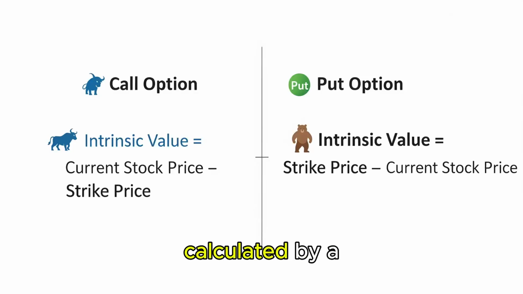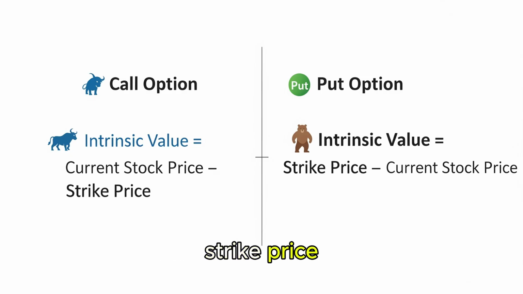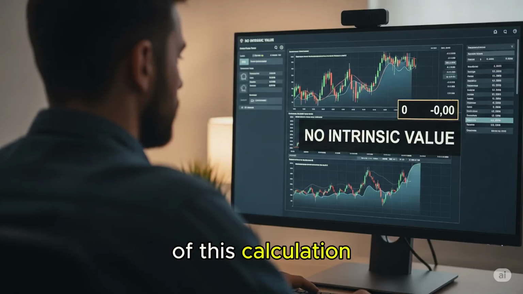It can be calculated by a simple formula. For a call option, intrinsic value equals current stock price minus strike price. For a put option, intrinsic value equals strike price minus current stock price. If the result of this calculation is negative or zero, then there is no intrinsic value.